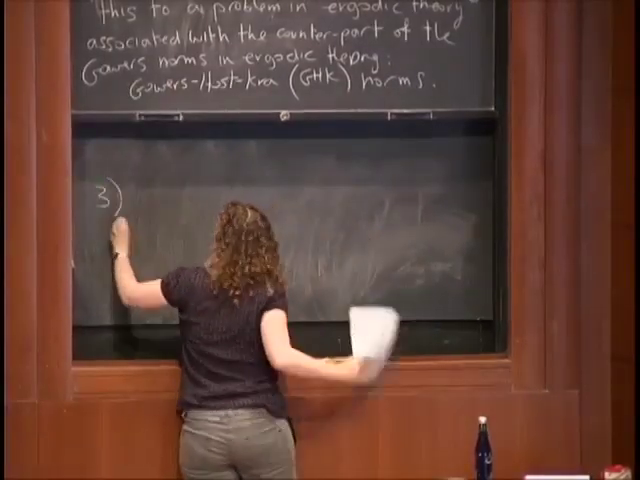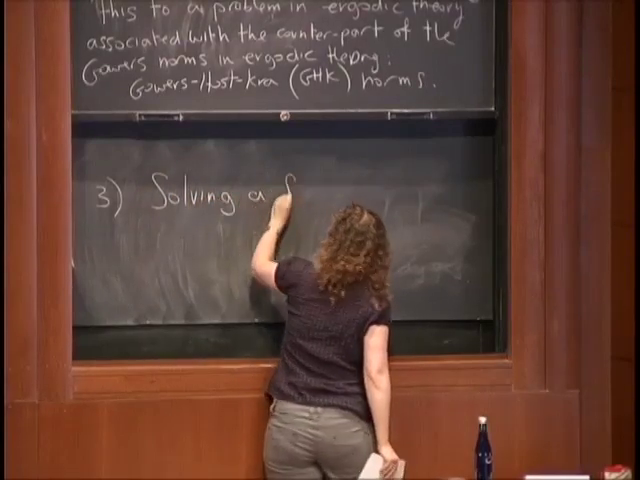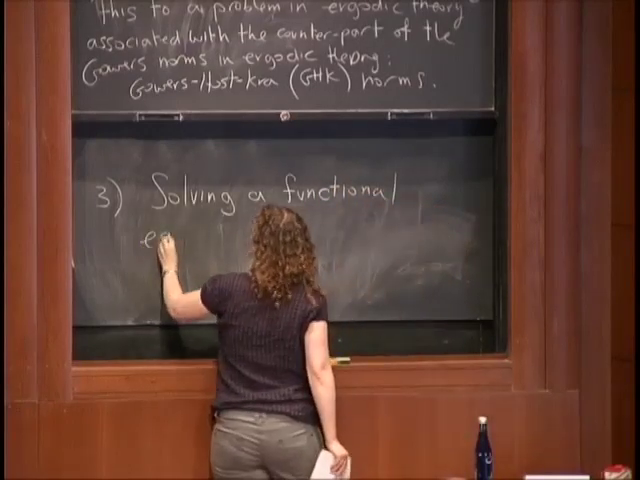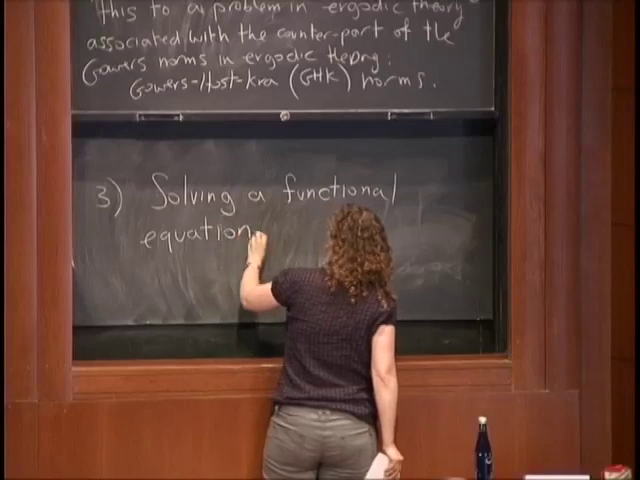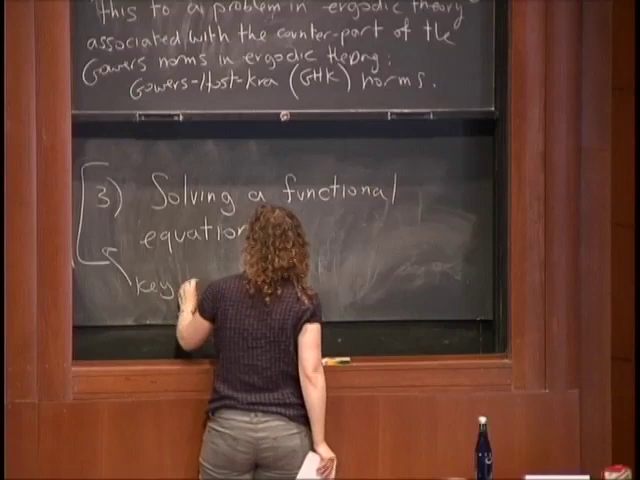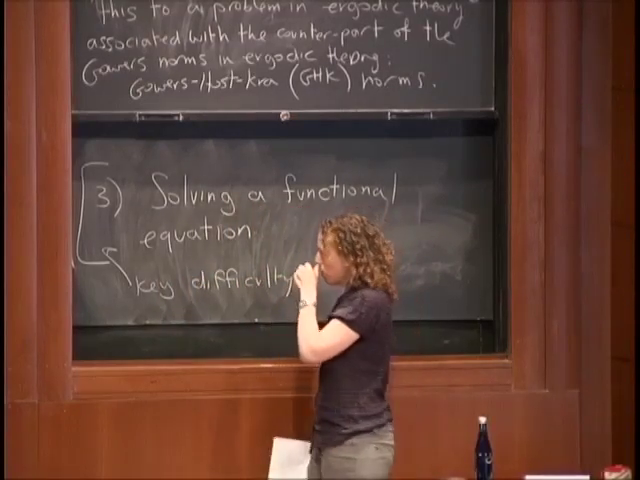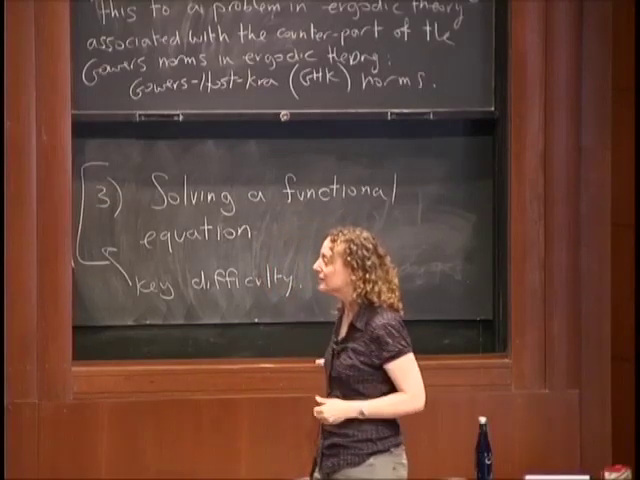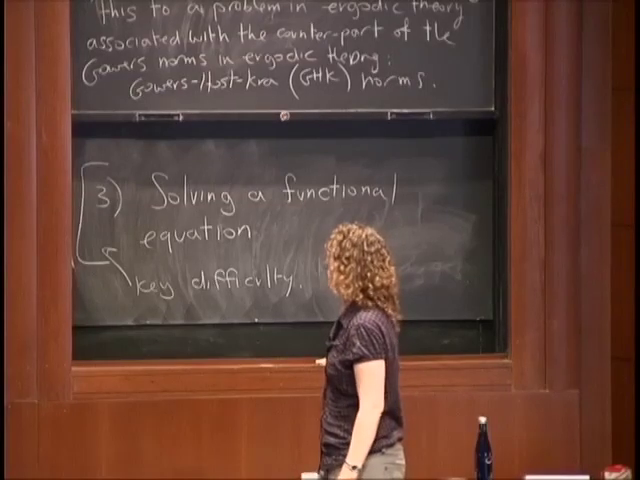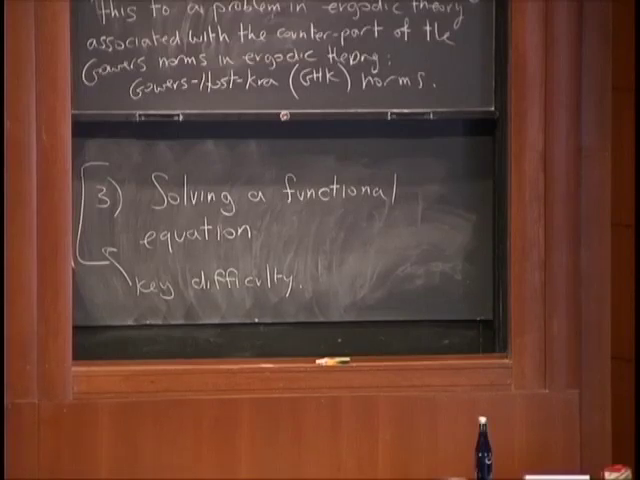3 is solving a functional equation. This is sort of the key difficulty. Somehow the Z strategies don't work for this. Maybe I'll be able to describe where this equation comes from.